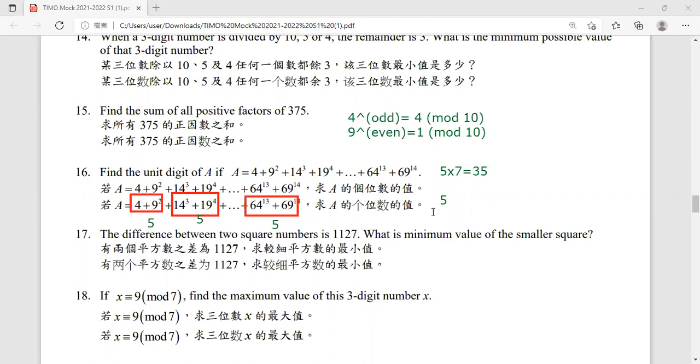So just find the pattern. Don't stress, okay? Just find the pattern. Any question on this one?